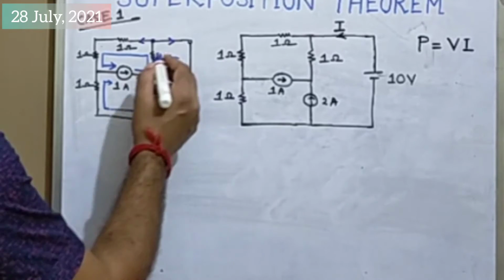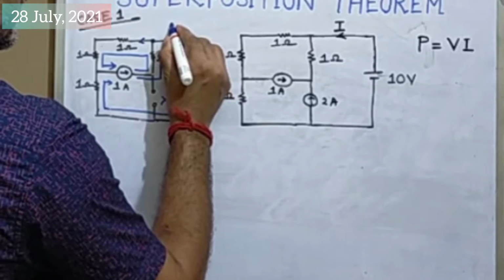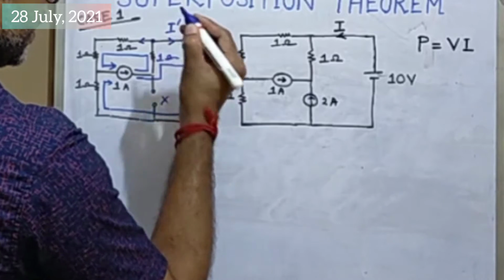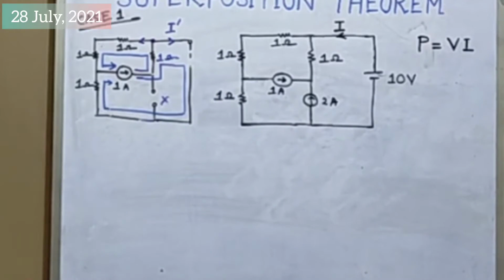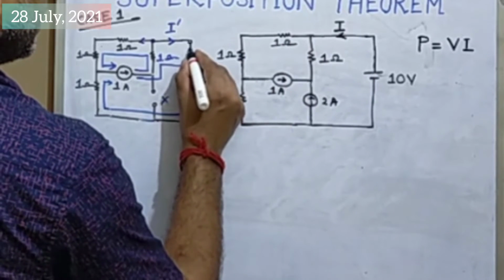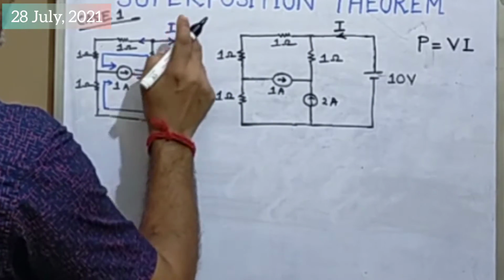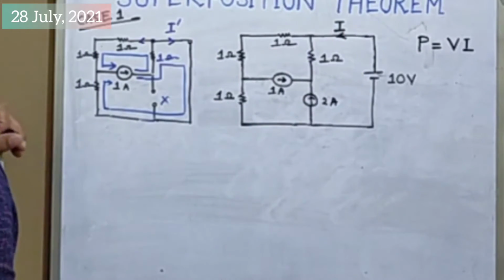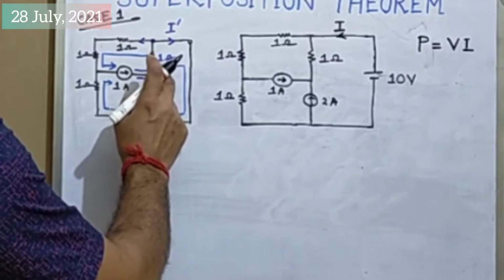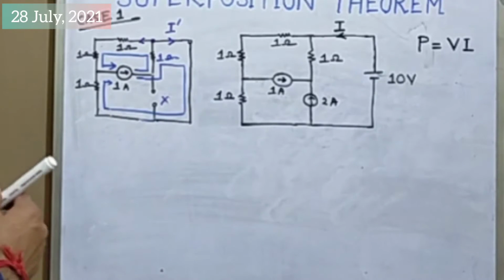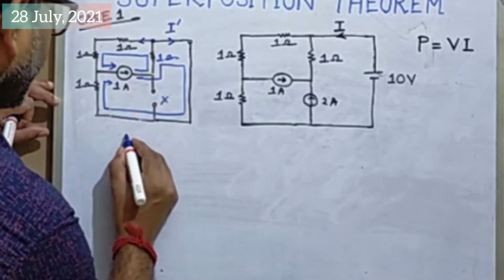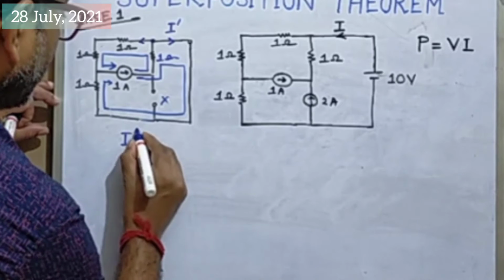Clear? Now this current I, here it is just in the opposite direction. That's why we will consider it I dash, the current corresponding to this I. Here in this circuit it is I dash, which is just opposite to the actual current direction given in the actual circuit. Now find the current I dash. As at this node current is divided, obviously we should apply the current divider rule.